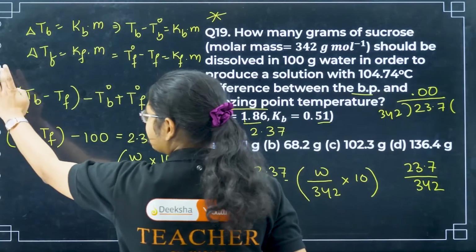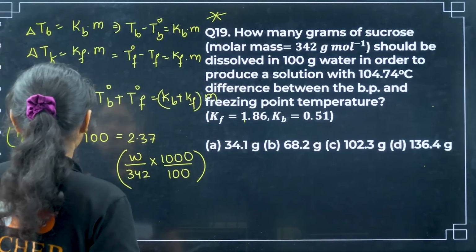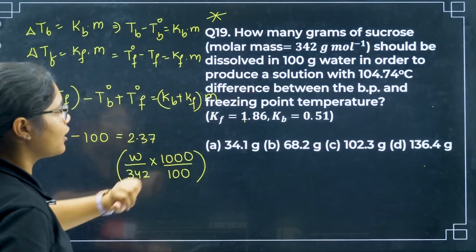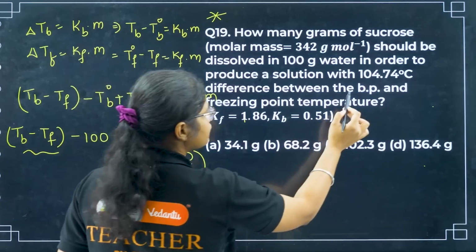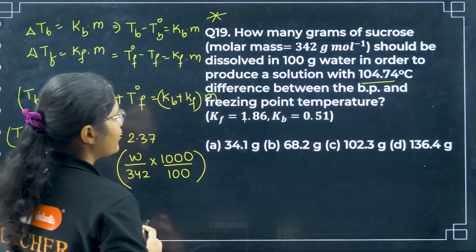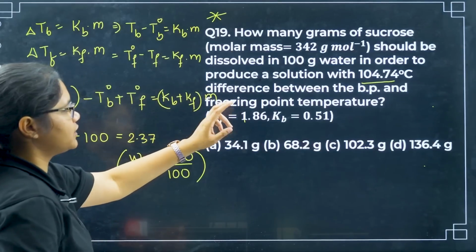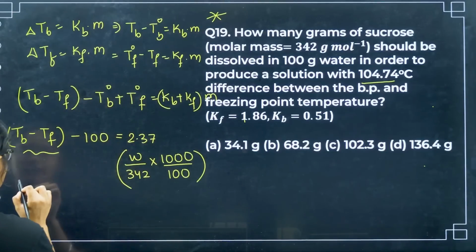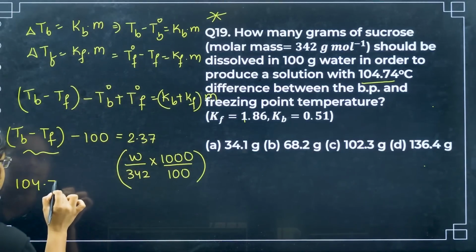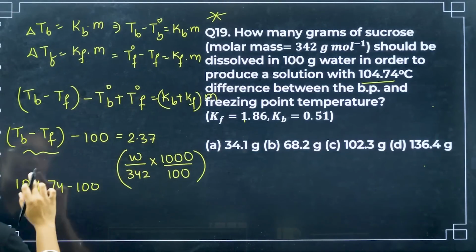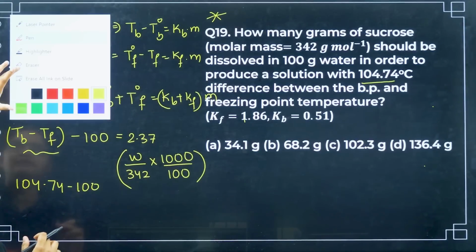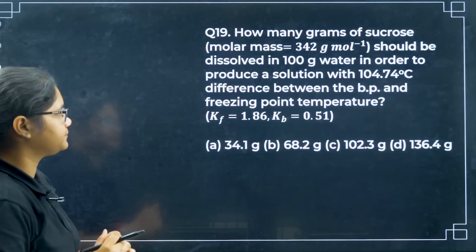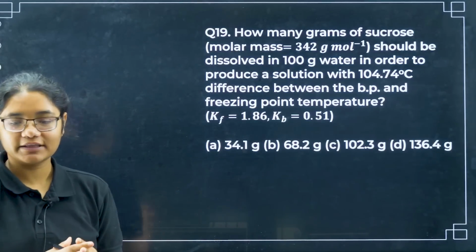Sorry, just a minute. Now you see the question that is asked, that TB minus TF should be equal to how much? This one value should be 104.74, right? So produce a solution with 104.74 difference. So here I have 104.74 minus 100. So that will be equal to what? 4.74. So let us do the next question.